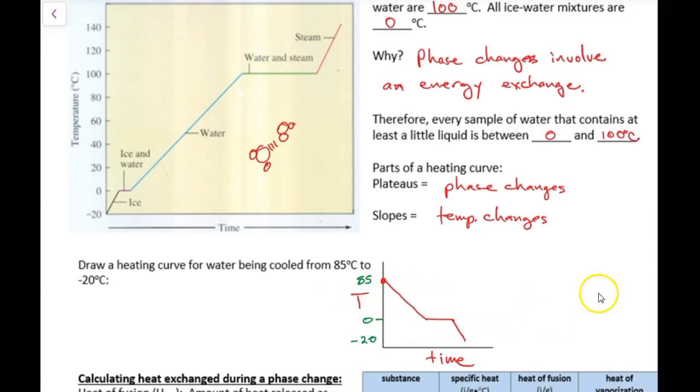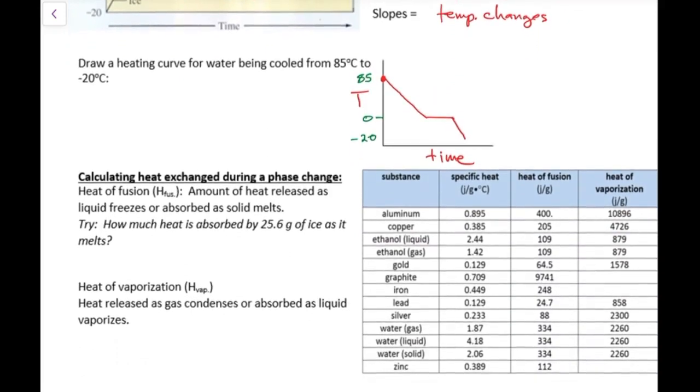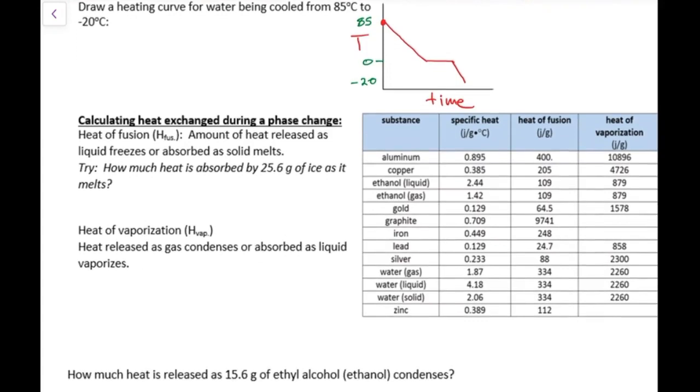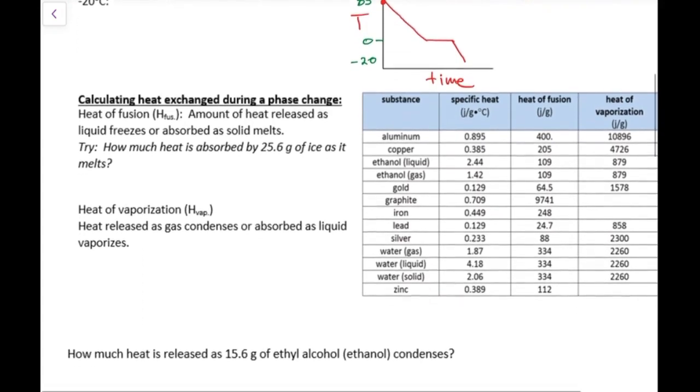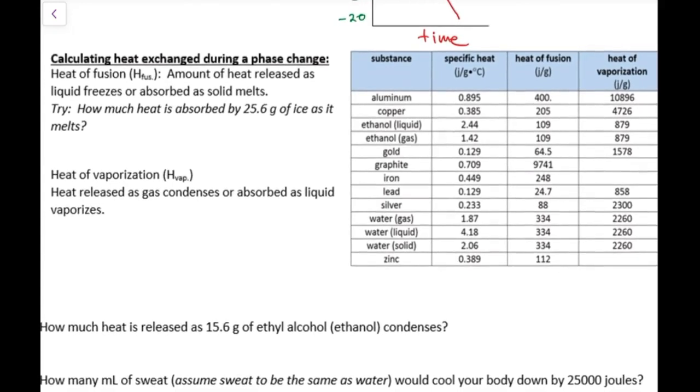Notice it has 3 parts. Okay. Well, what that means, the fact that it has 3 parts, is that if we're doing a calculation, we would actually have to do 3 separate calculations, but we'll get to that in a second. How much heat is involved in a phase change? It depends on the type of phase change, and it depends on the substance. Heat of fusion is the amount of heat released as a liquid freezes or absorbed as a solid melts. So a question: how much heat is absorbed by 25.6 grams of ice as it melts?